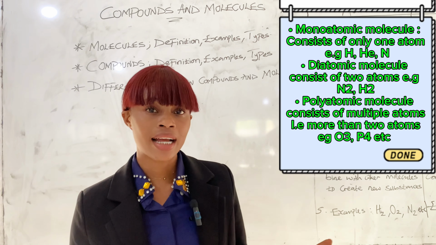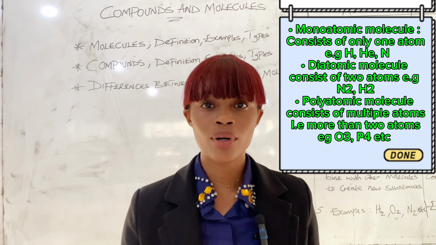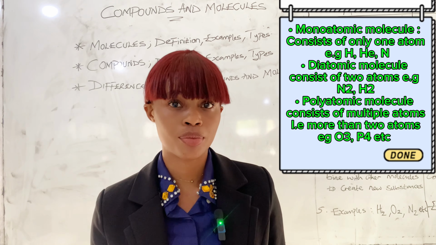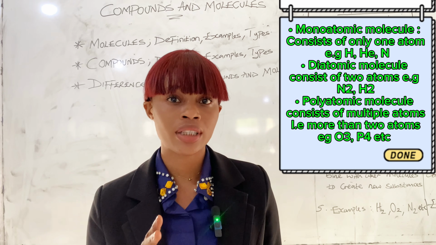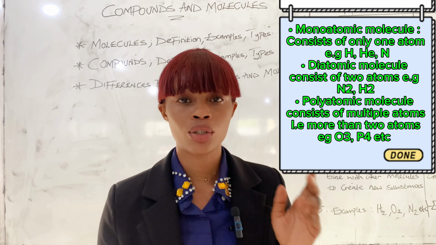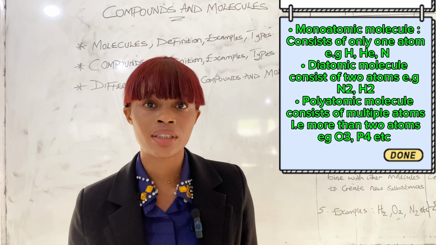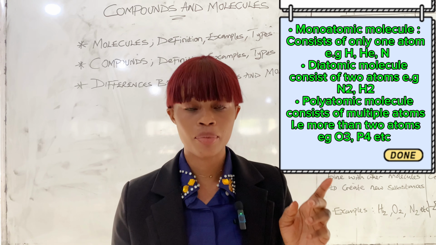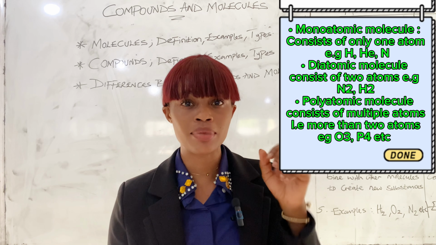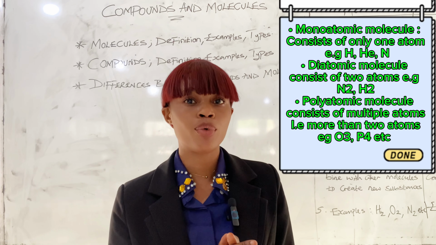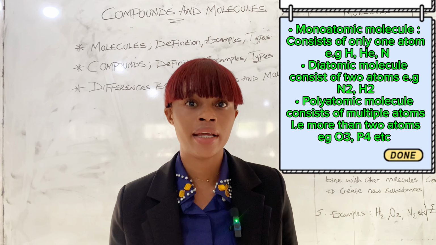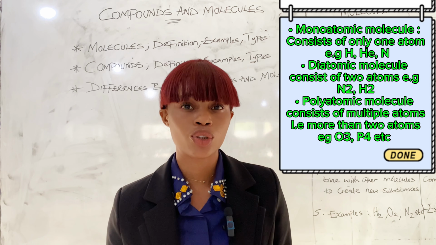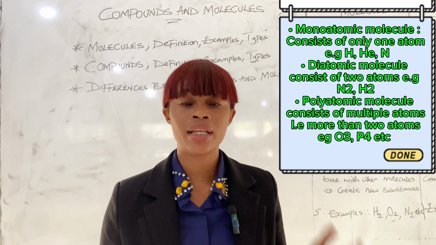Then what are diatomic molecules? A diatomic molecule is a molecule consisting of two types of atoms. Di means two. So a diatomic molecule consists of two types of atoms. And then take note, the atoms are the same. So it consists of two of the same type of atoms. A perfect example of this is nitrogen molecule, N2, or oxygen molecule, O2. So these are examples of diatomic molecules.